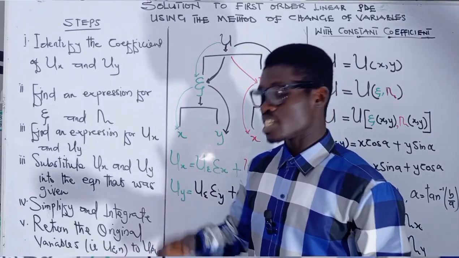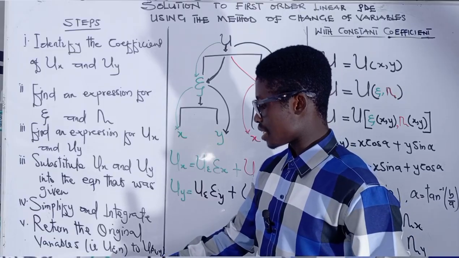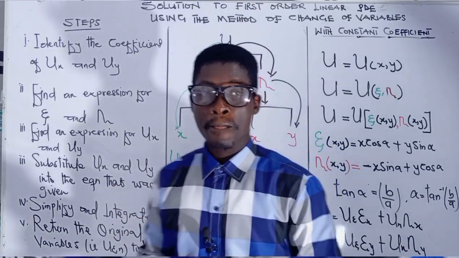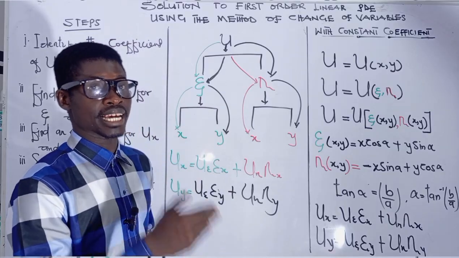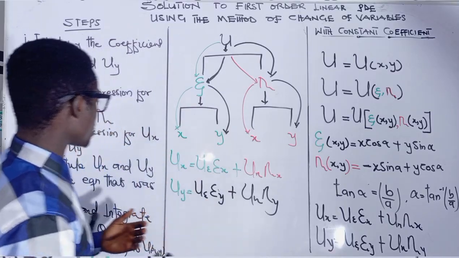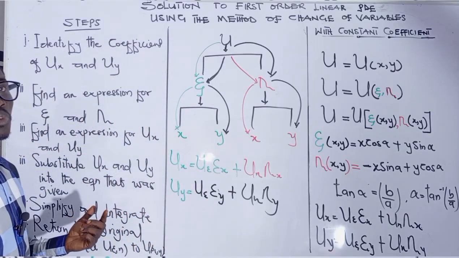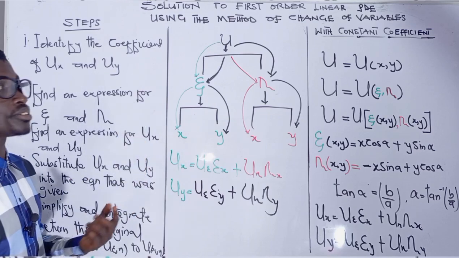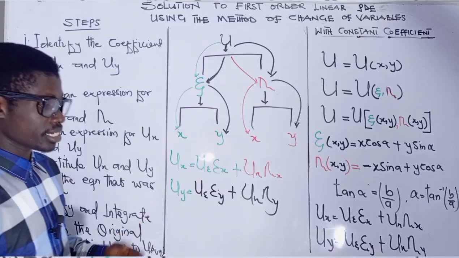Since we introduce a new variable that is in terms of xi and eta, we are going to go back to the original variables, that is x and then y. So these are the steps that is going to help us to find a general solution to a first order linear PDE using the change of variable. So let's take examples.